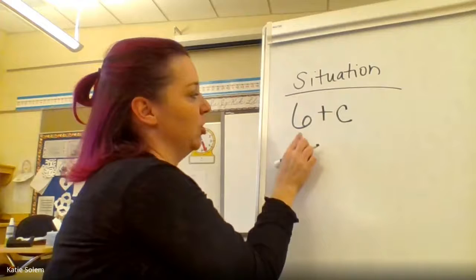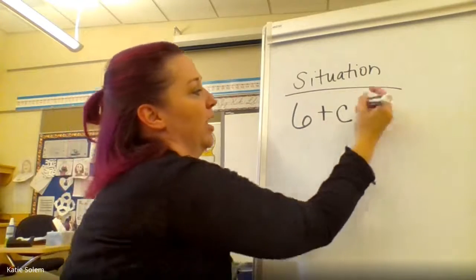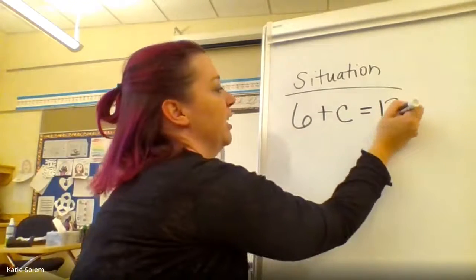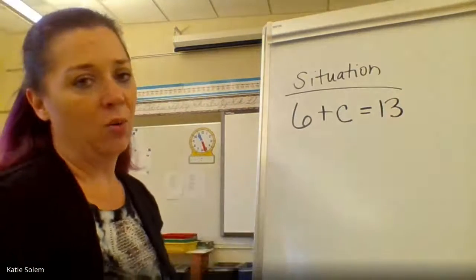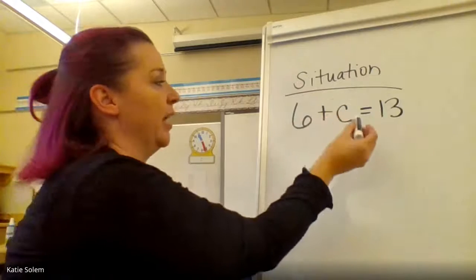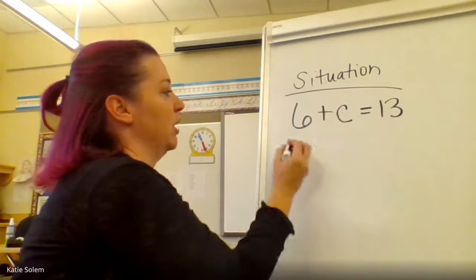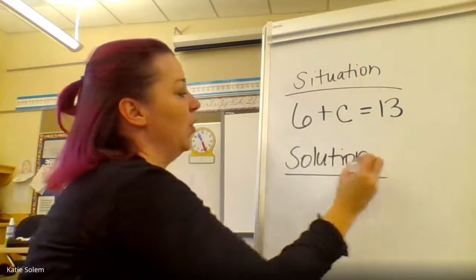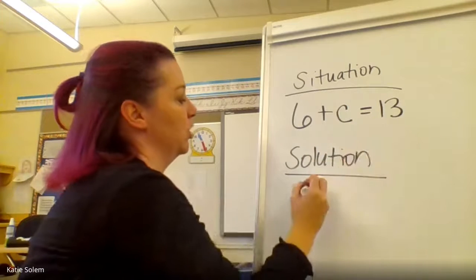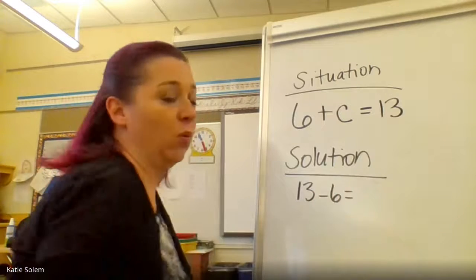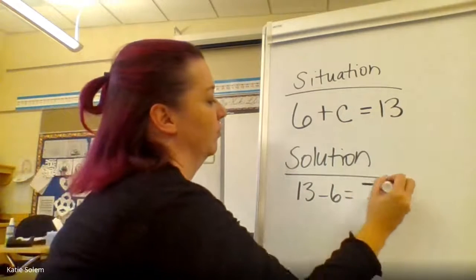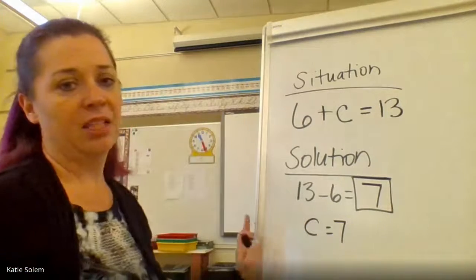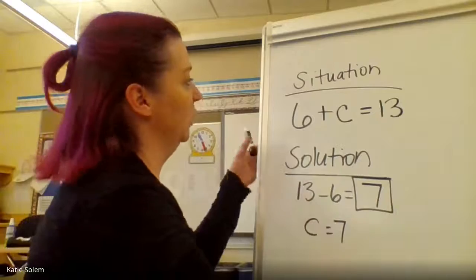So there were 6 children there, and then some more came. Now there are 13. So we need to figure out how many children came after the 6 were there. So in order to find that, to solve that problem or to get the solution, we're going to go 13 minus 6 equals 7. So C equals 7. That's how we would solve that problem. Let's try another one.